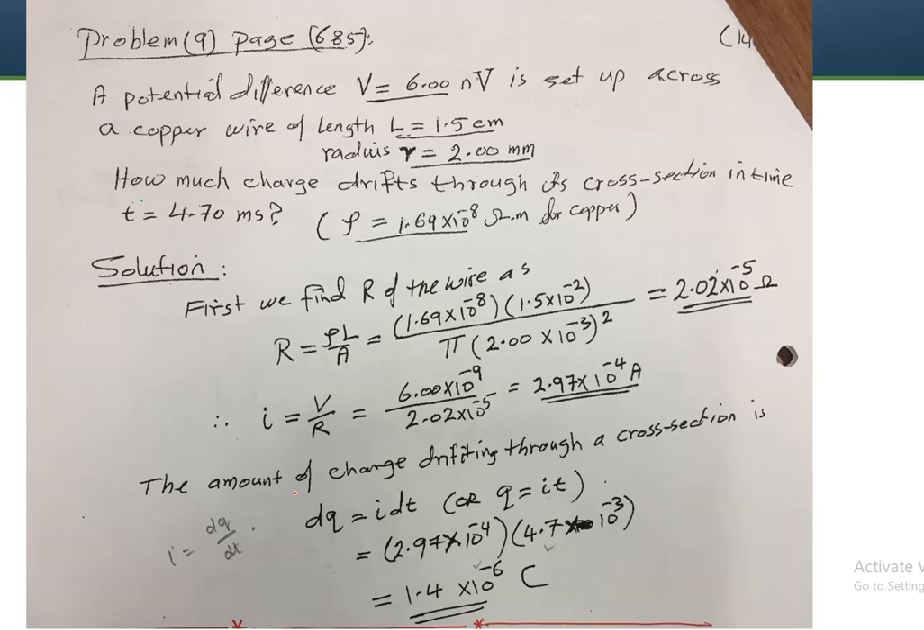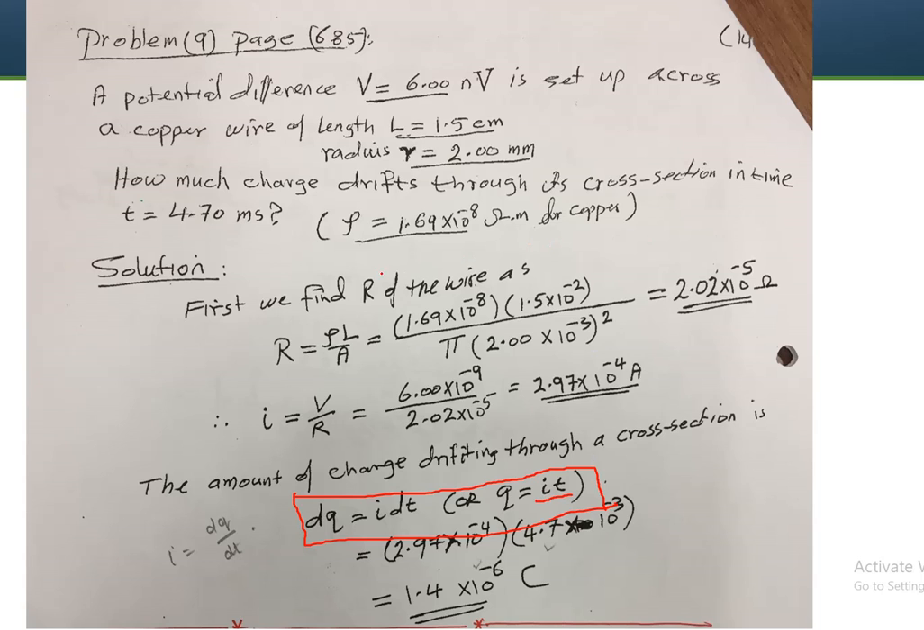Actually, this is our formula. If you look closely, Q is equal to I multiplied by T, or dQ is equal to I dt. When you look at this, we have an I value and a T value. But the T is given.